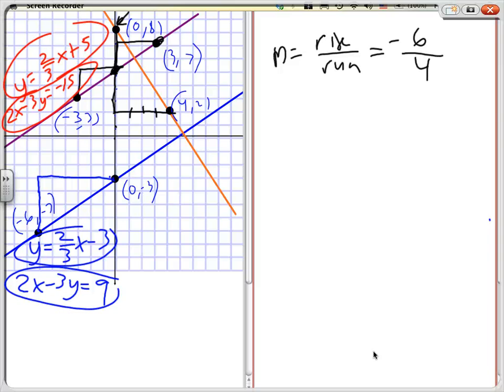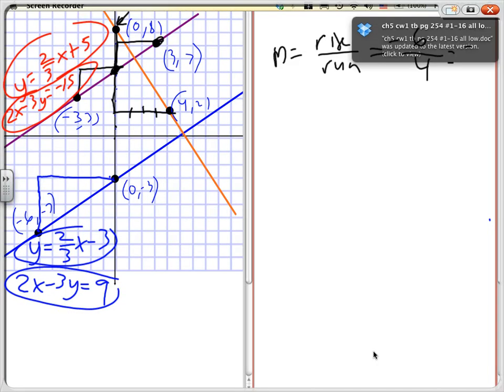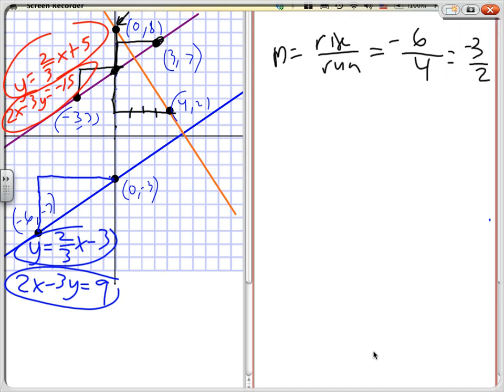Okay, so can we reduce that? Negative 6 over 4. What is it? Negative 3 over 2. Okay, moving on. What else do we have from the orange line already? What else is already given for the orange line? Well, wait, we're not done yet.